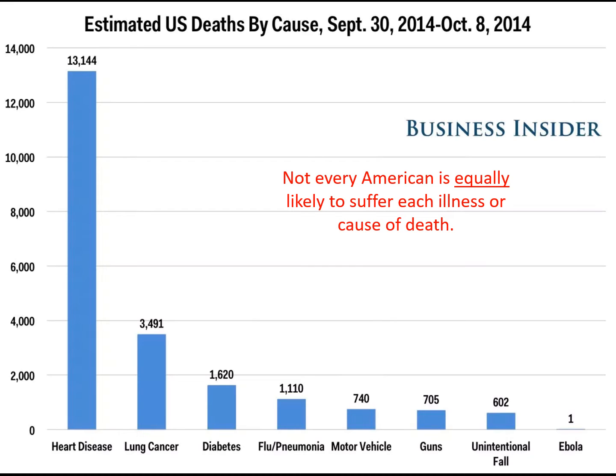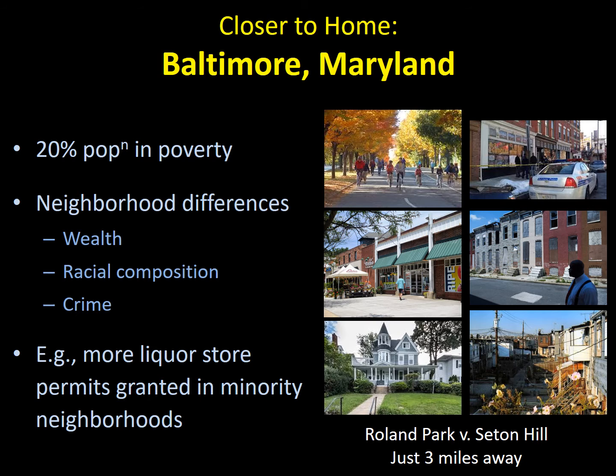Not only do these other causes of death not make the news, but I invite you to think about the fact that not every American is equally likely to suffer each of these illnesses or causes of death. Why? Why do health disparities between different people exist? Thinking about why health disparities can exist within one society, here is an example of extreme disparity within one city in the US, Baltimore, Maryland.